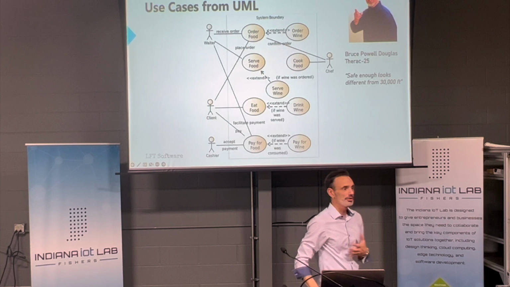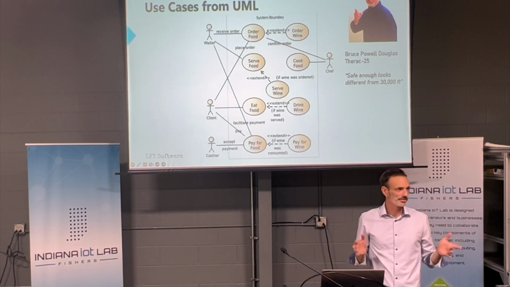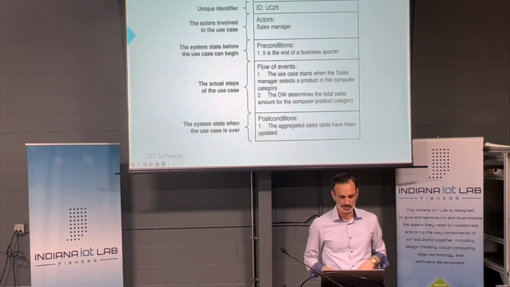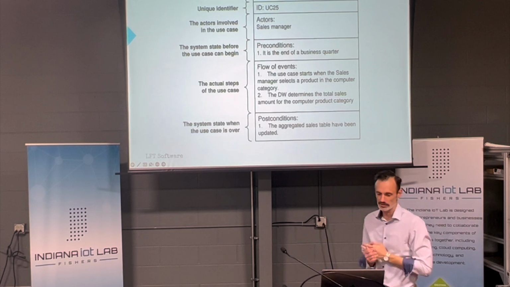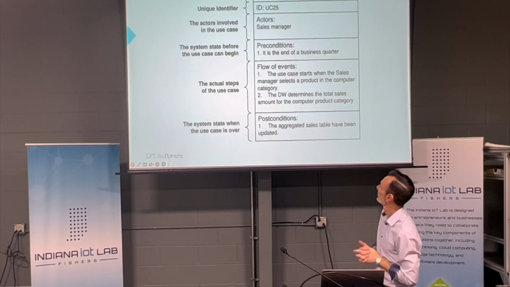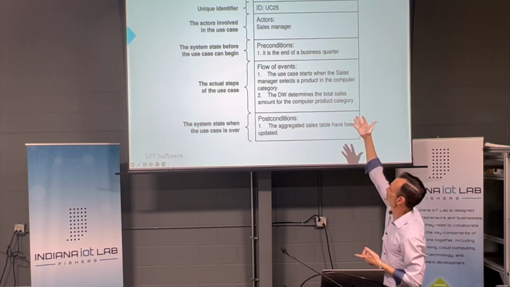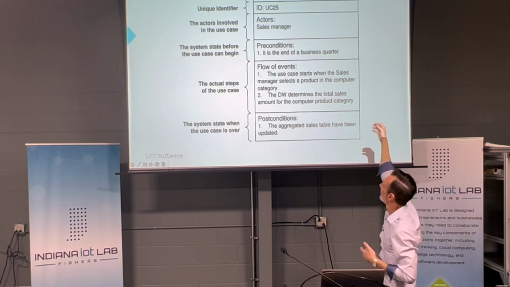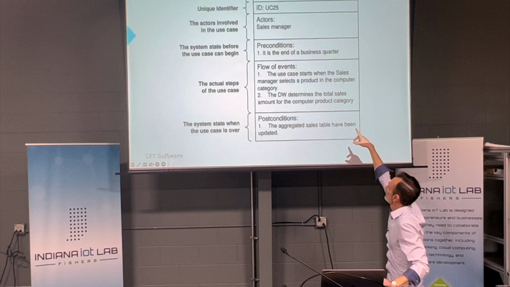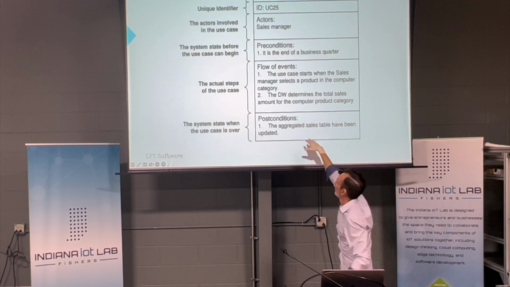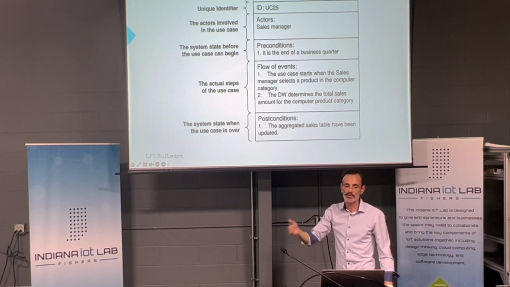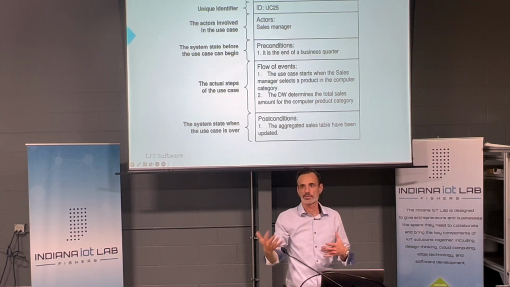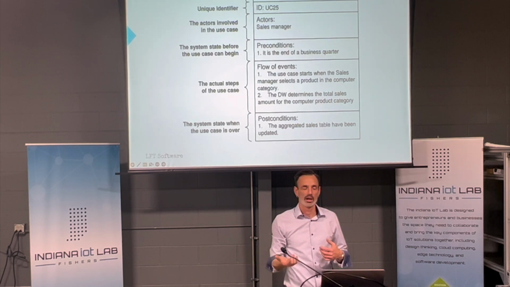So, UML use cases. People see it as an old technique, but I still really like it. It might look something like this: show computer sales, the actors who would be involved with this, unique IDs for traceability, the preconditions of the use case, the flow of events. This is actually the most important part: the flow the user has with your system or software.